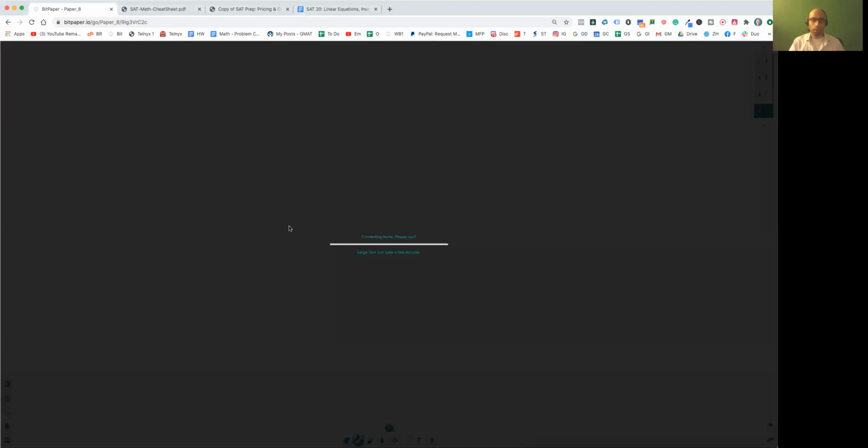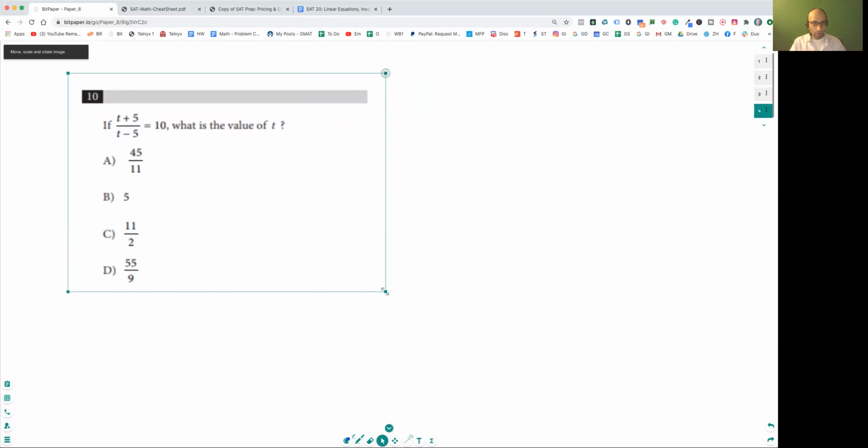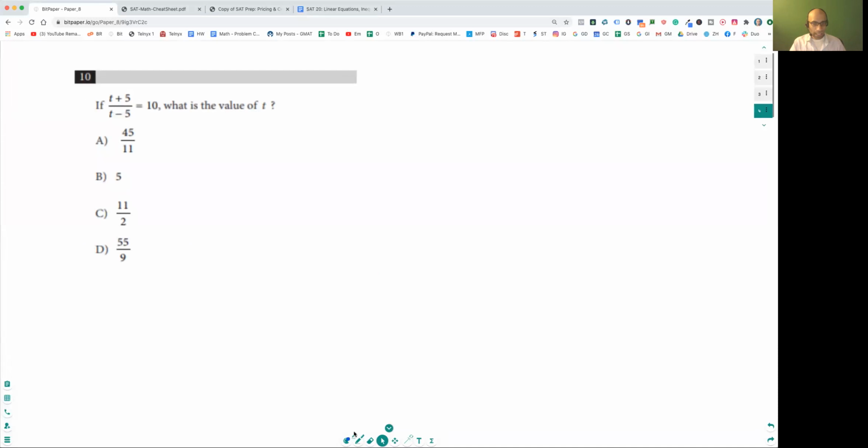Okay, let's try this one. Great. All of my subscribers, most of them are getting these. All right, try it now. How do you find the value of t? The main idea is, if this is in the denominator, you move it to the other side. So t plus 5 is equal to t minus 5 times 10. That's the hint for you. Now you can try to solve it.